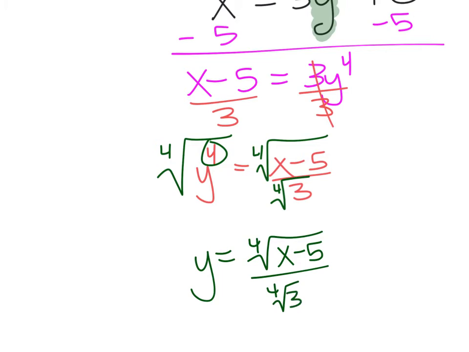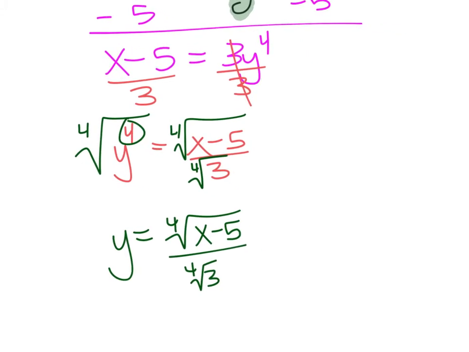Now, just like a square root, we don't want to leave that fourth root of 3 in the denominator. So here's how you can get rid of that. Here's kind of a good example to work with. We can still multiply by whatever's in the denominator. So times the fourth root of 3 over the fourth root of 3. That'll give us y equals.